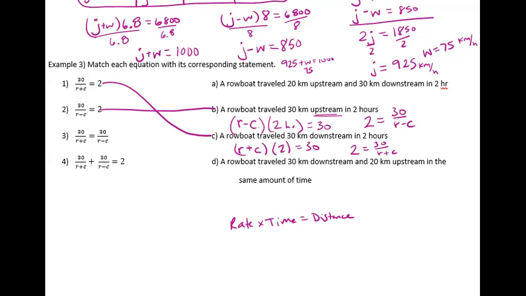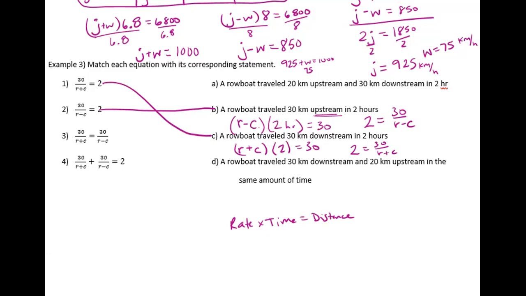All right, a rowboat traveled 20 kilometers upstream and 30 kilometers downstream in 2 hours. So we know from these two simpler ones, if they're traveling upstream in 2 hours, it would look like the distance divided by R minus C. We have to add two things together in this top one. So let's see if we can write it as a fraction plus a fraction equals the 2 hours.